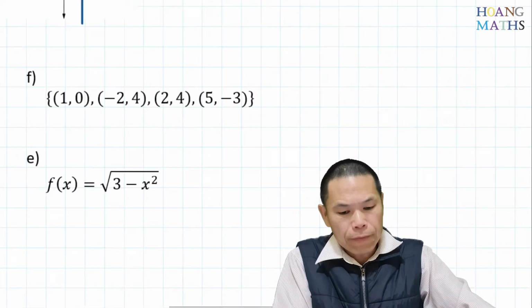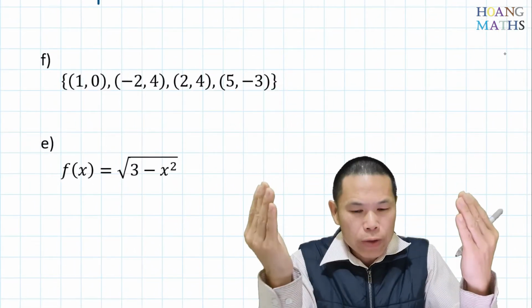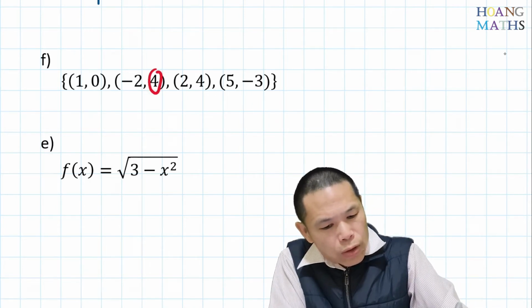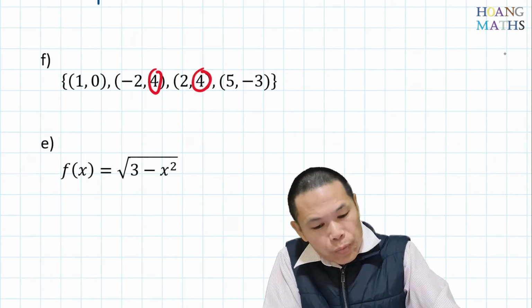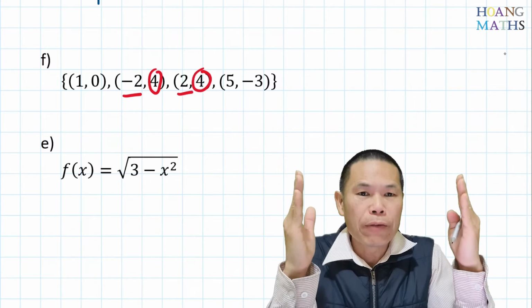Now part F and E. Let's do F first. If you have a look at this, the most important part is we have the same y value and different values of x. This means it is a many-to-one function.